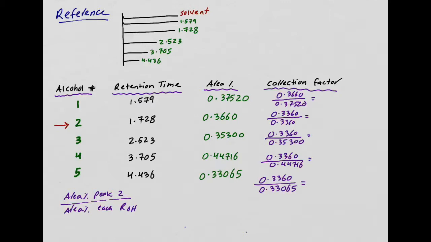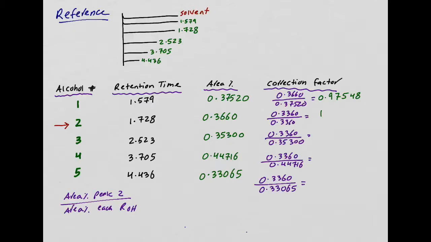Alright, you have your calculator. Let's figure this out together. Divided by 0.37520. For the first one, what I get is 0.97548. The second one, 0.3360 divided by 0.3360, that's just 1.